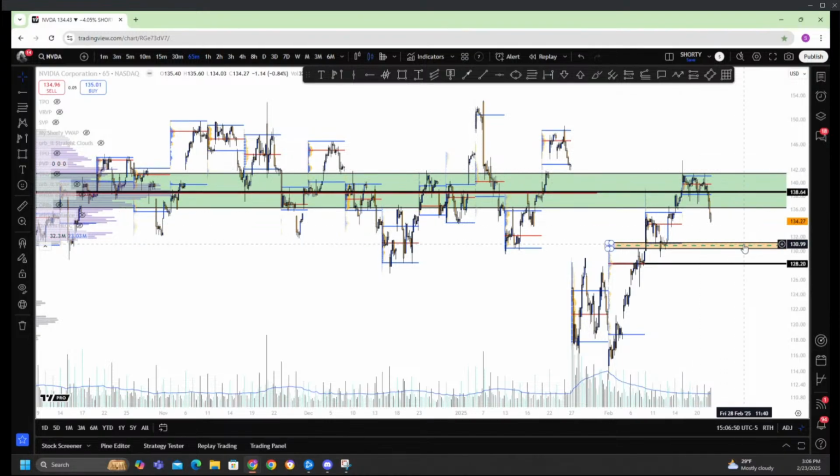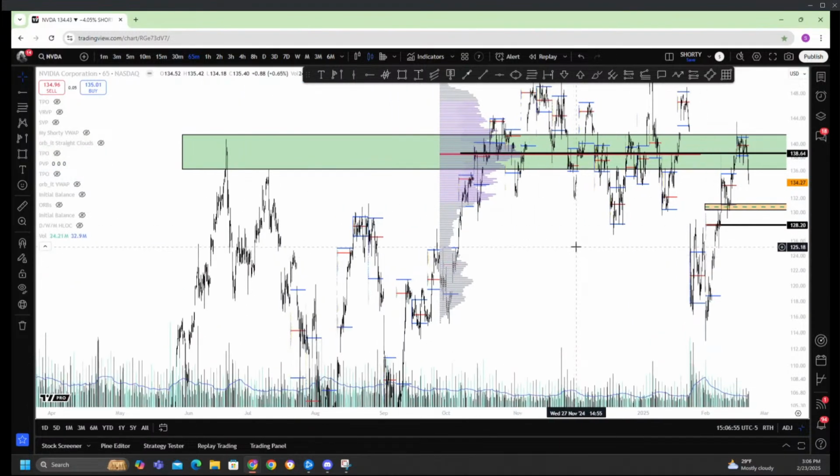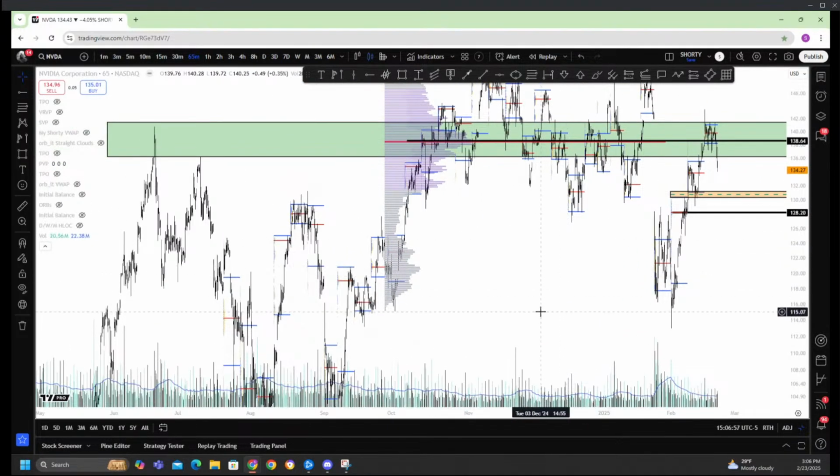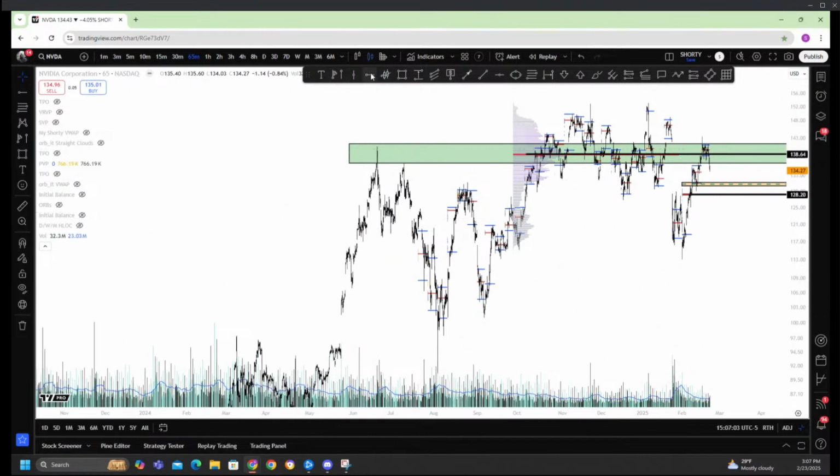So losing 133, 130. This is a pretty big level that they're going towards right now. They better have stellar earnings. That's all I'm going to tell you. If you're long shares or whatnot, they better have amazing earnings. I think they started liquidating this.